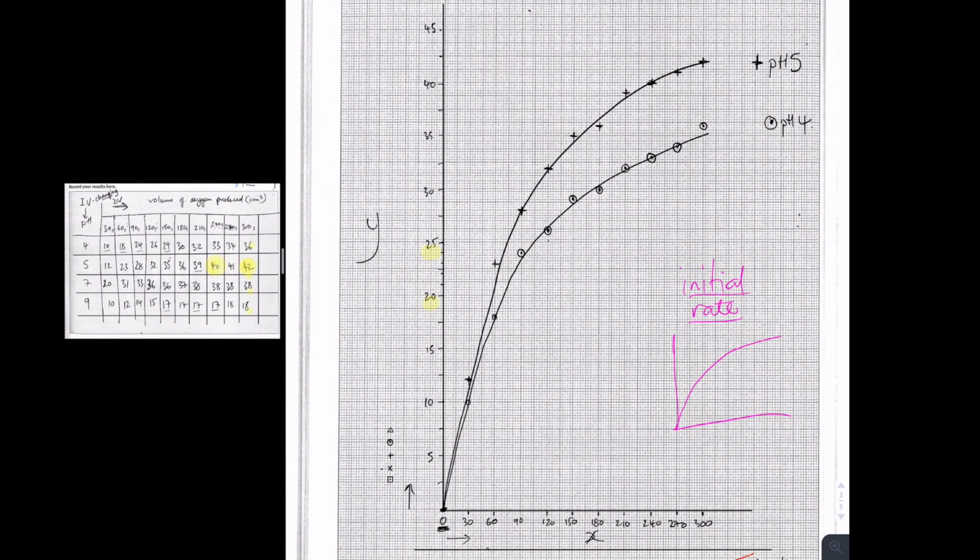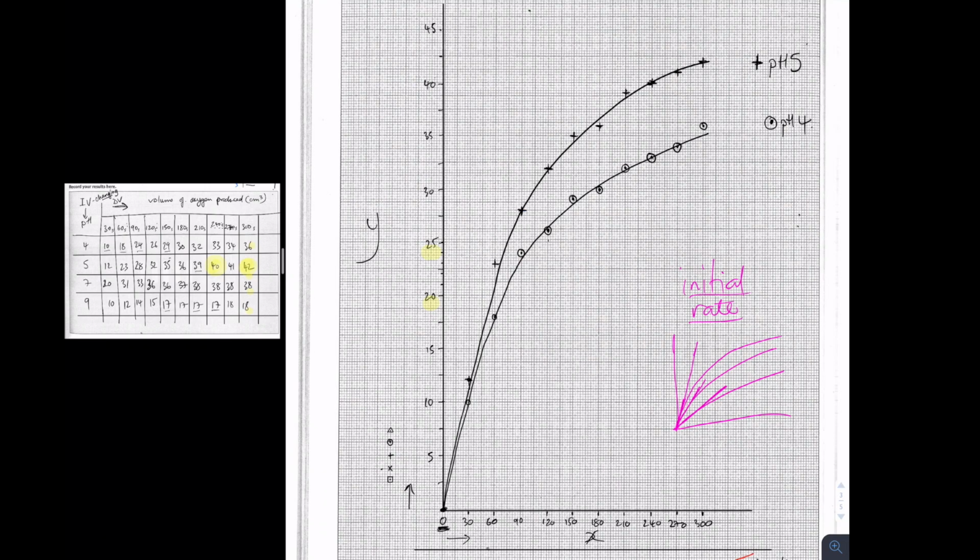That rate at the beginning, the slope of the line right at the beginning, that's what we call the initial rate. And as we vary the conditions of enzymes and they work at different rates, we compare the effect of these different conditions by the effect they have on the initial rate. Okay? So, how do we do that?